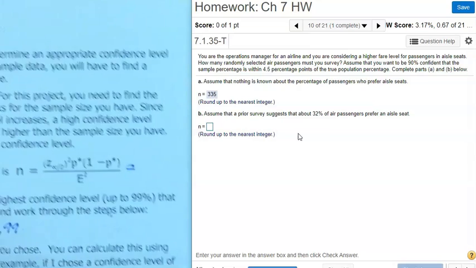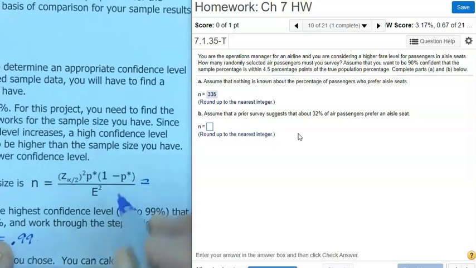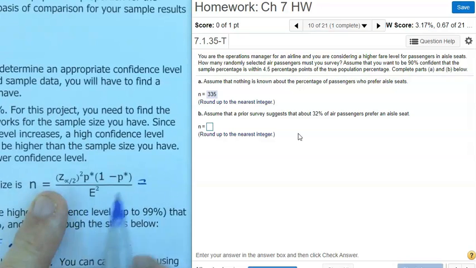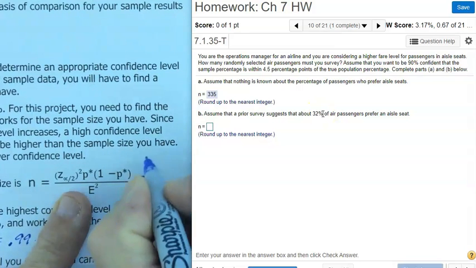For that, you're going to use the same formula that we used in the results assignment for the Unit 2 project. So here you're still going to have the same critical value that you used in Part A. For this one, your P star is going to be what they give you for the prior estimate. That means in this particular one, I'd take 32% and convert that to a decimal.